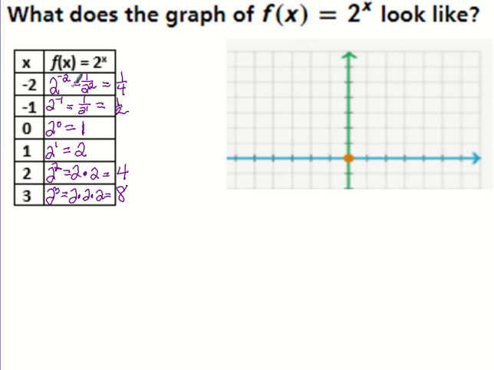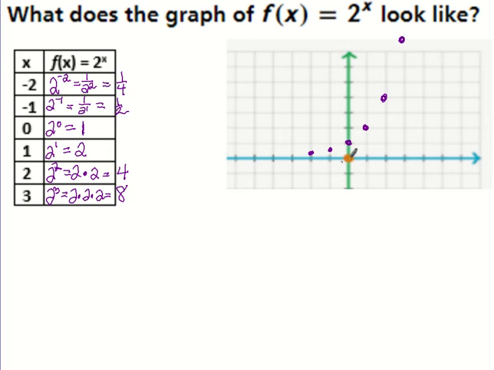So we're going to do our best to graph these. So -2, 1/4 is going to be really close to here. And then we have -1, 1/2, so that's about there. We have 0, 1; 1, 2; 2, 4; and then 3, 8, which kind of fits, but it's slightly off our grid. It's up here.